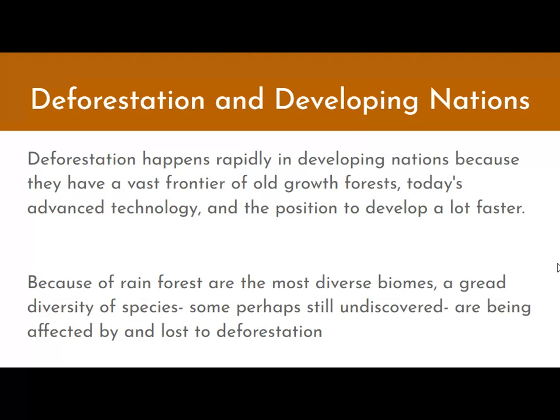Being able to deforest old growth forests does help them develop faster, allows them to have more farmland, allows them to sell those resources and make money to feed and grow their nation. But we have lost a lot of biodiversity and perhaps even species we've not known.